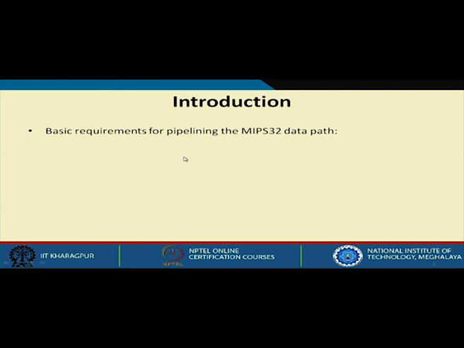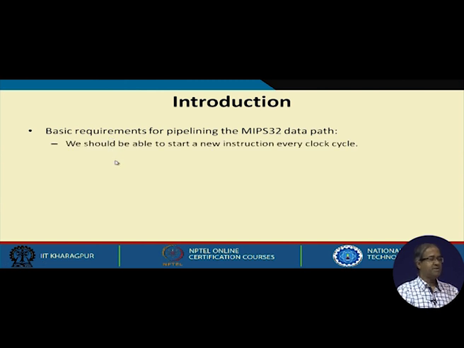So, let us look at the basic requirements first. We have seen the non-pipelined data path of the MIPS 32. Let us now understand, if I want to do pipelining, what are the basic requirements? The first requirement of course is we should be able to start a new instruction every clock cycle.